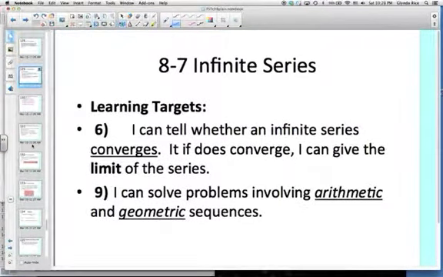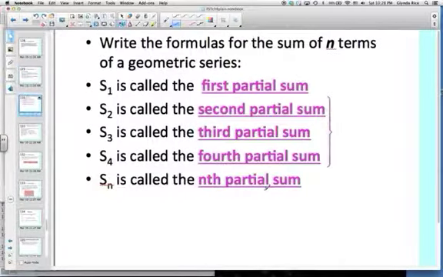Okay, so you should be able to tell whether an infinite series converges. If it does converge, give the limit of the series. Also solve problems involving arithmetic and geometric sequences. We've been doing that all chapter. So we have the formulas like we did before for the first partial sum, which is the first term, the second partial sum, which is the sum of the two numbers, the third partial sum, and so on.